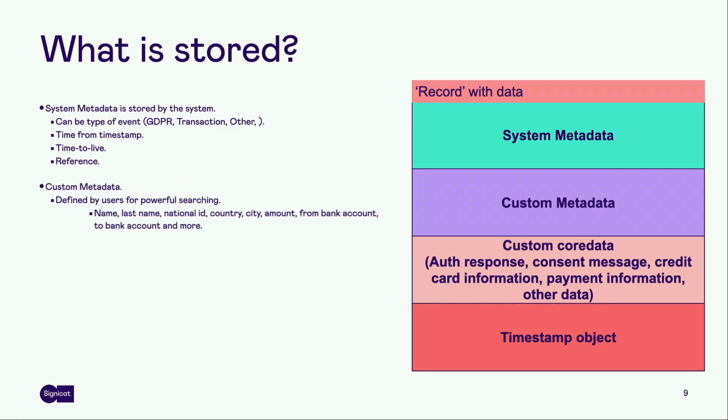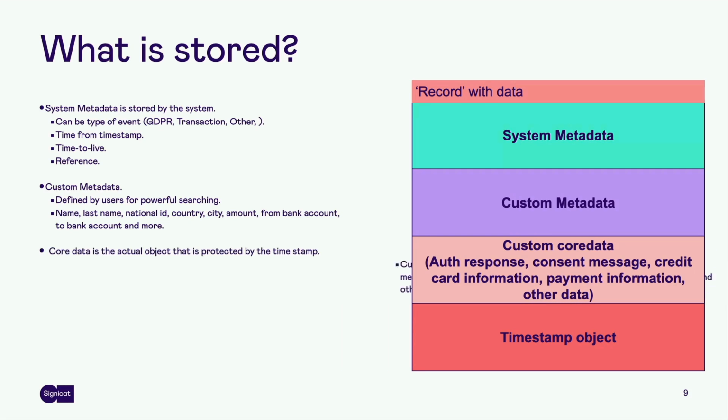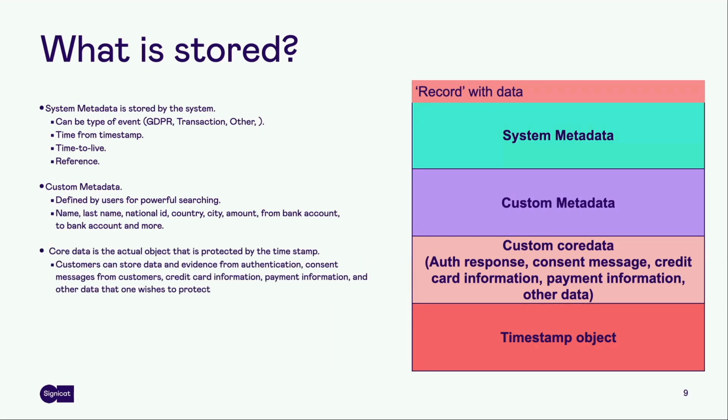And yeah, the custom metadata is defined by the user for powerful searching. So there you can add name, last name, national ID, country, city, amount, from bank account to bank account, and more. It just depends on what you want to search. So it could be more specific to what you actually need when you're searching for the data. So the core is right: the system metadata is what you will always have, and the custom is what suits your application. We'll give you a few examples later on.